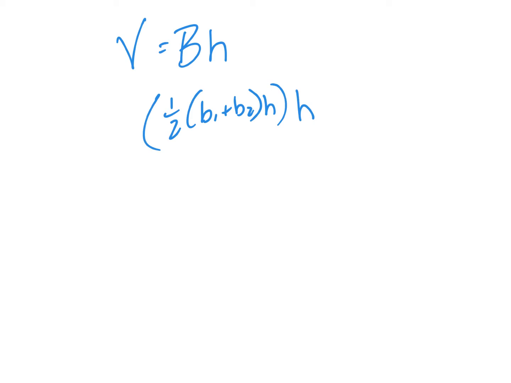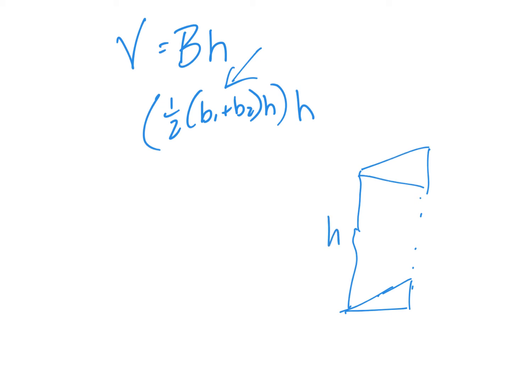So what I like to do is find this guy first and then multiply it by the height of the prism. So your prism's going to look like this. It's going to look like that, like a piece of cheese. And then I multiply it by this height.